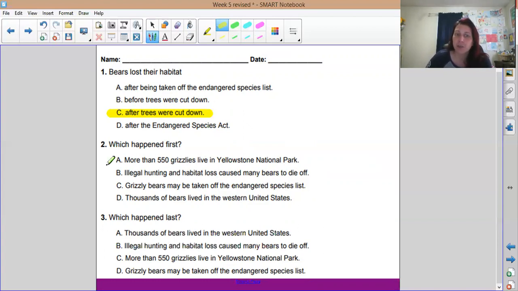All right, which happened first? More than 550 grizzlies live in Yellowstone. Illegal hunting and habitat loss caused many bears to die off. Grizzly bears may be taken off the endangered species list, or thousands of bears live in the western states.